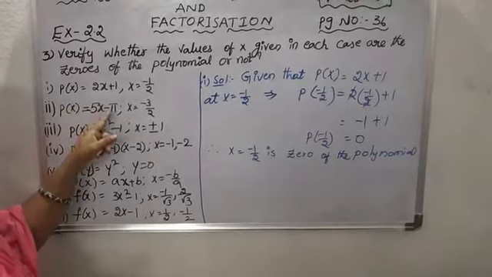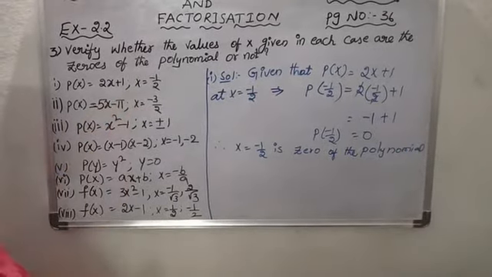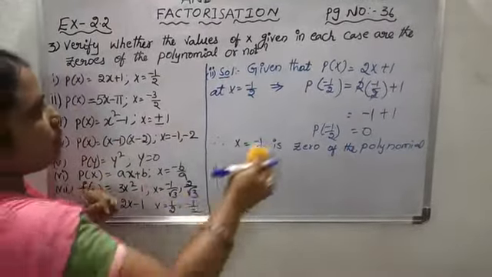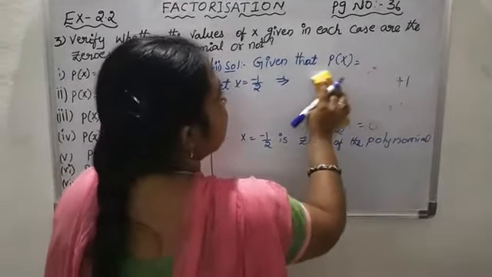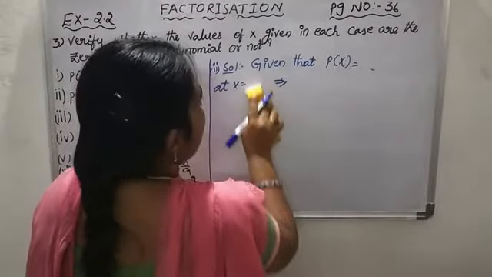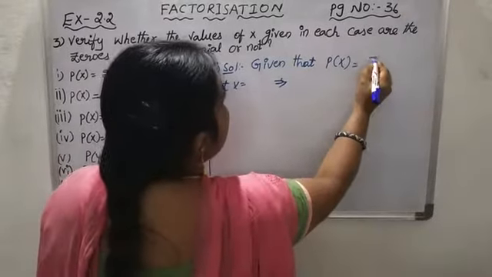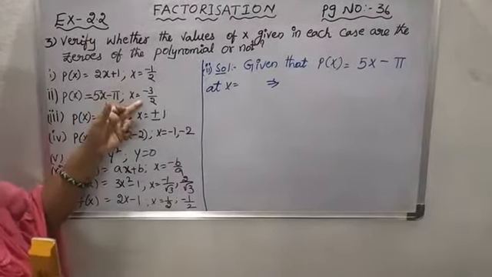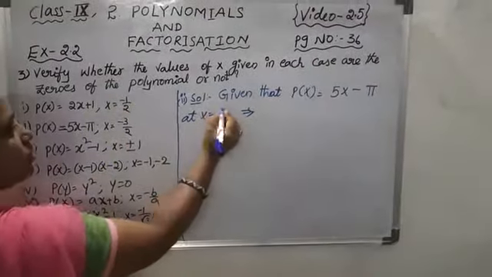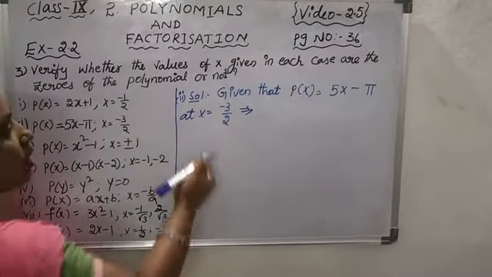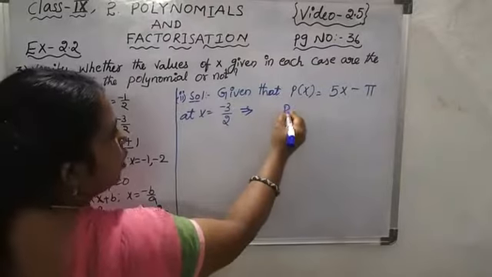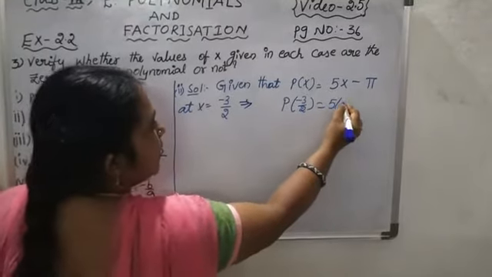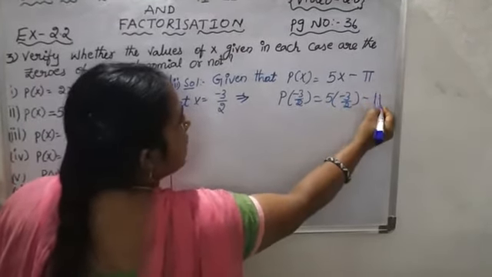P of x is equal to 5x minus pi when x is equal to minus 3 by 2. Same as that, I will explain the second one also. P of x is equal to 5x minus pi. Now we calculate whether it is a zero of the polynomial or not. So x is equal to minus 3 by 2, as given. Replace the x value by minus 3 by 2. P of minus 3 by 2 is equal to 5, in the place of x we write minus 3 by 2, minus pi.